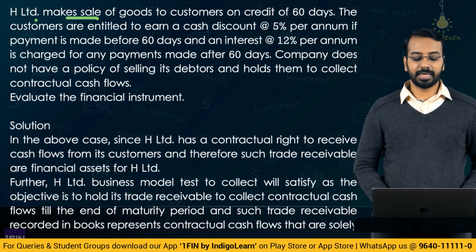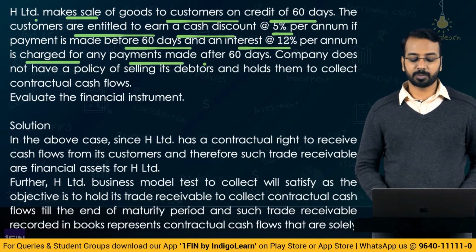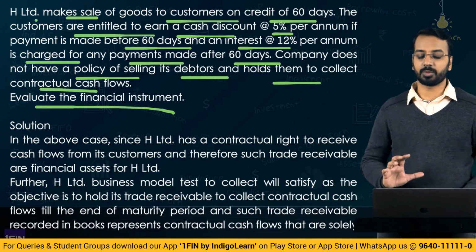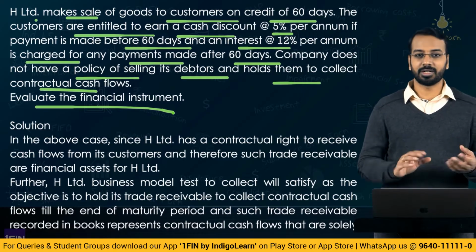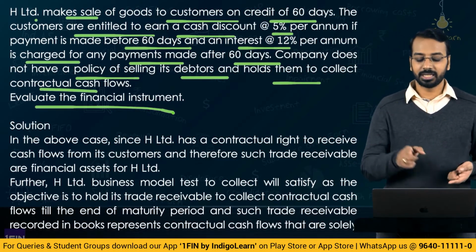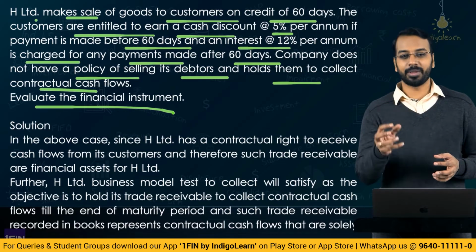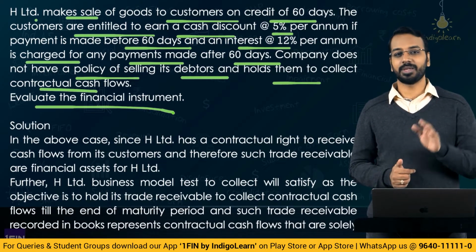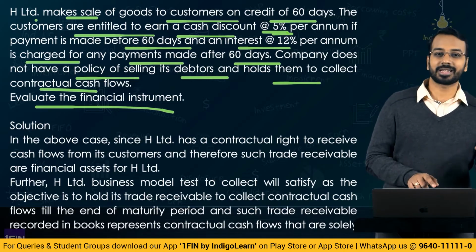Then H Limited makes sale of goods to customers on credit of 60 days. The customers are entitled to earn a cash discount of 5% if payment is made before 60 days and interest at 12% is charged for any payments made after 60 days. The company does not have a policy of selling its debtors and holds them to collect the contractual cash flows. Evaluate the financial instrument. Now here there is a company, there is an entity and there are customers. If the customers pay within a specified period of time, 5% discount is given. So this is like a negative interest, okay, and if they delay beyond that, they will be charged an interest of 12% per annum. Now here what does the cash flow comprise of? The cash flow comprises of the principal payment and interest on the principal outstanding, right? There are no other contractual cash flows. Hence, this meets the SPPI test. Now, the first one where we said that there is a 5% discount, that discount represents a negative interest kind of a scenario.